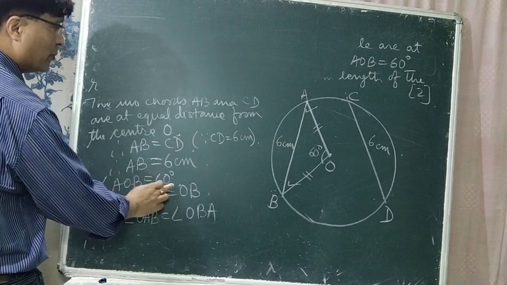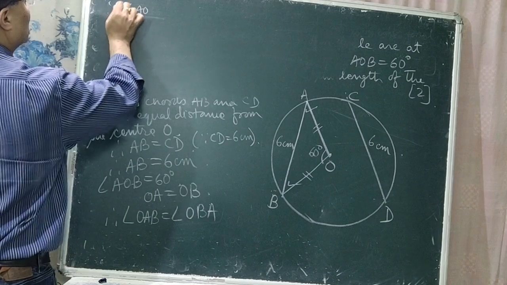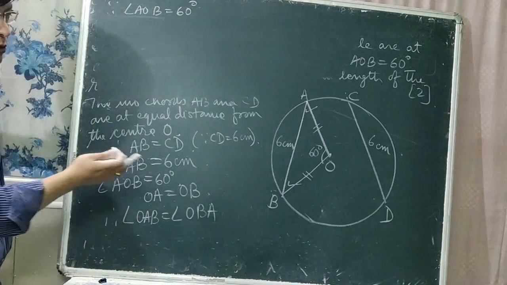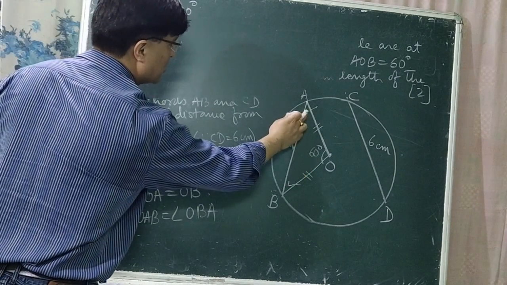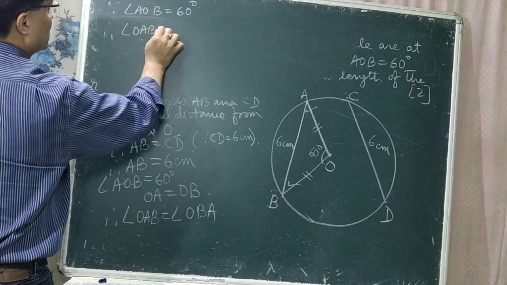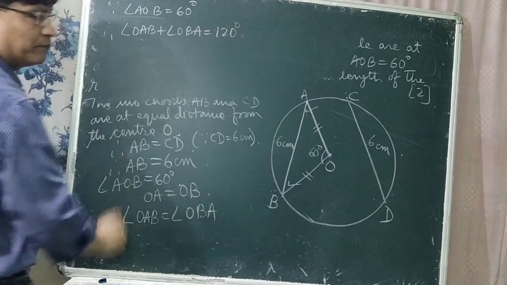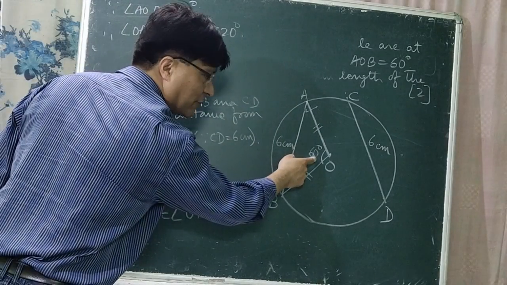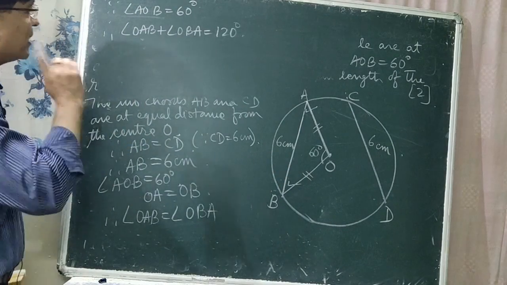Now, since angle AOB is equal to 60 degree, the sum of these two angles must be equal to 120 degrees, isn't it? That is, angle OAB plus angle OBA should be equal to 120 degree. Because you know that the sum of the three angles of a triangle is 180 degree. Since this angle is given as 60 degree, the sum of these two angles must be 120 degree. So 120 plus 60 is 180 degree, right?